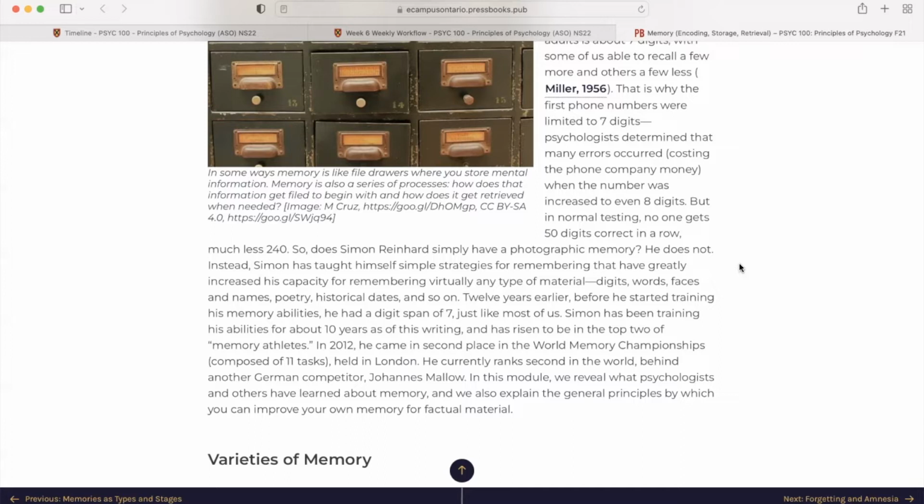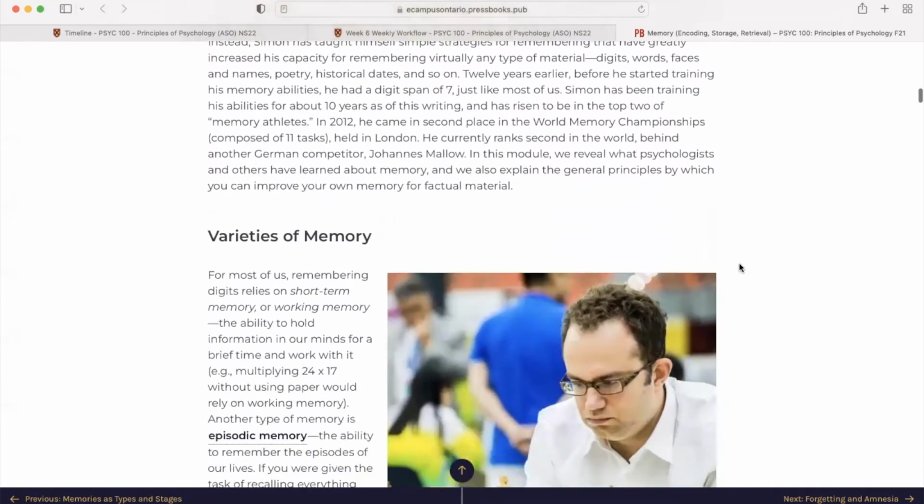In this module, we reveal what psychologists and others have learned about memory, and we also explain the general principles by which you can improve your own memory for factual material. Yes, in some ways, memory is like file drawers where you store mental information. Memory is also a series of processes. How does that information get filed to begin with, and how does it get retrieved when needed?